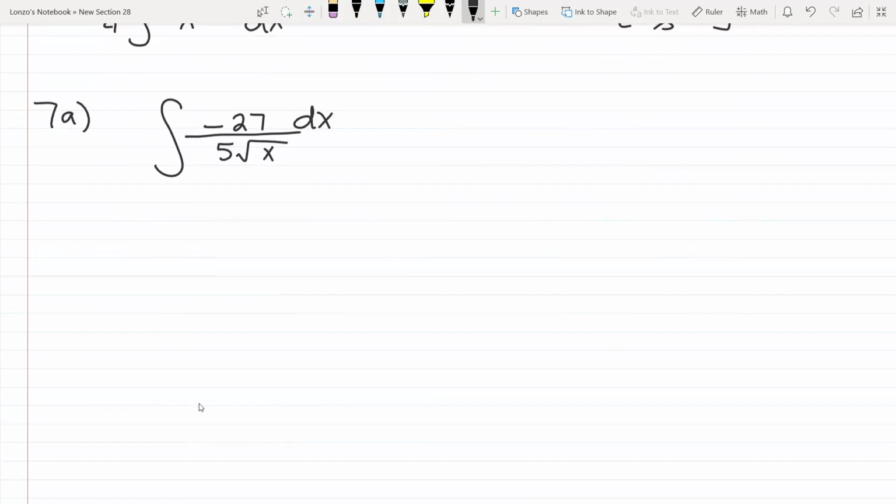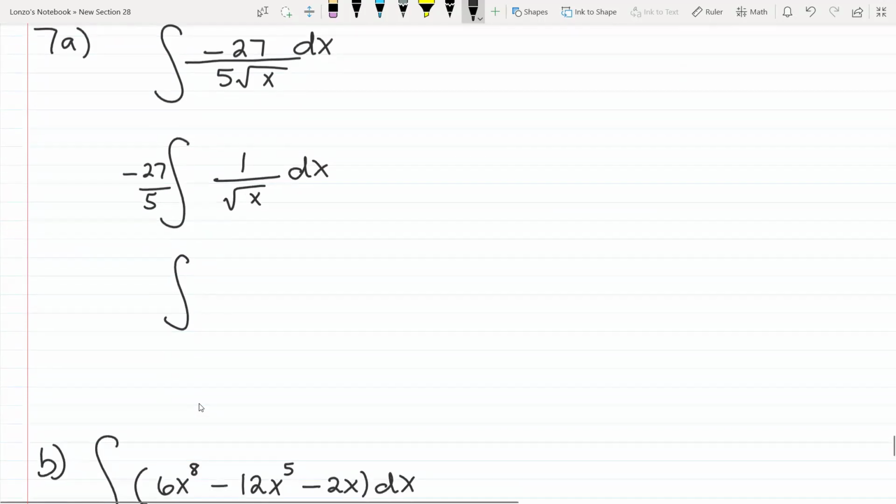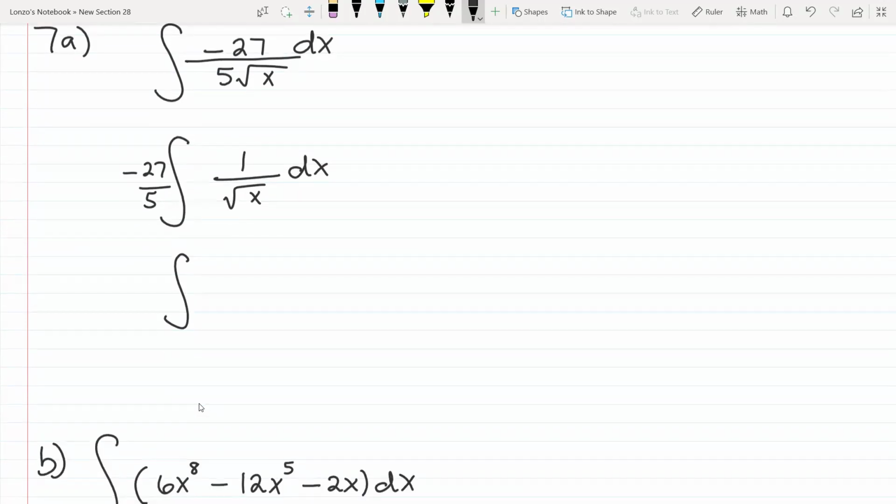Okay, 7. First I would do is get rid of this, move this constant, negative 27/5, so take it out. And then you're left with 1 over square root of x dx. Then what I would do is rewrite this as a negative power. So 1 over square root of x is x to the negative 1/2.